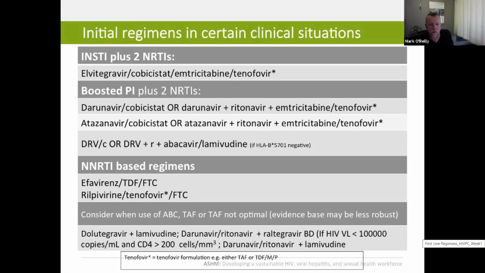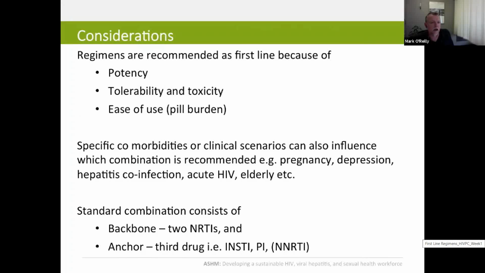But other combinations, such as ritonavir-boosted darunavir with raltegravir, if an individual's viral load is less than 100,000, and their CD4 count is above 200, we do have some data there, bearing in mind that's a twice-daily regimen. And we also have some data for ritonavir-boosted darunavir with lamivudine. But these days, I think if we're unable to use abacavir or a tenofovir containing regimen, then dolutegravir lamivudine would be the most popular way to go.